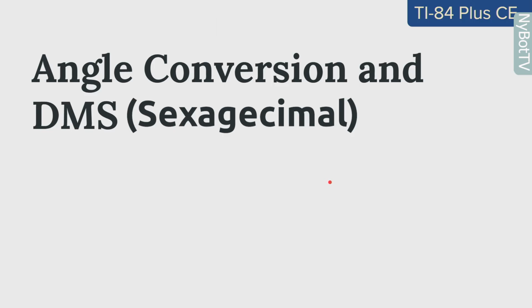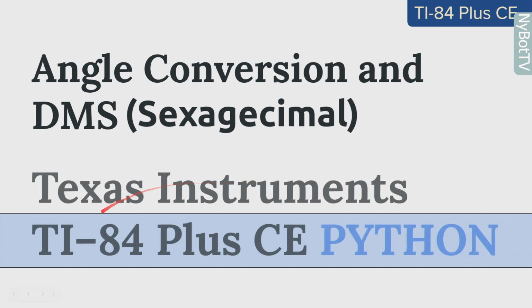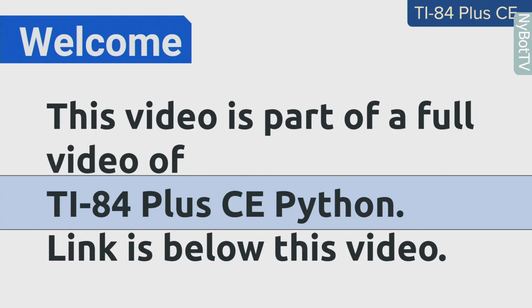In this video we are going to learn how to convert angles in degree, minutes and seconds, sexagesimal, with the Texas Instruments TI-84 Plus CE Python Edition. This video is part of a full video series on the TI-84 Plus CE Python Edition. The link is below this video in the description.